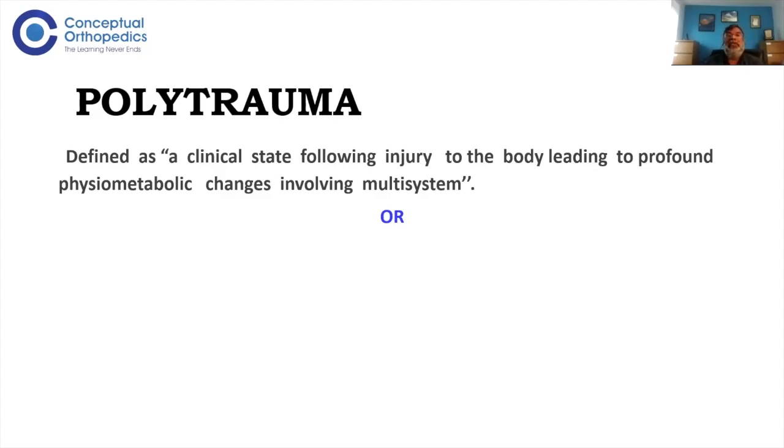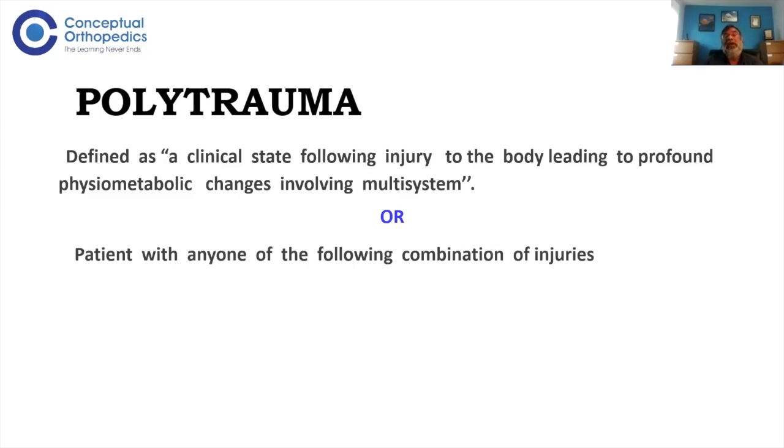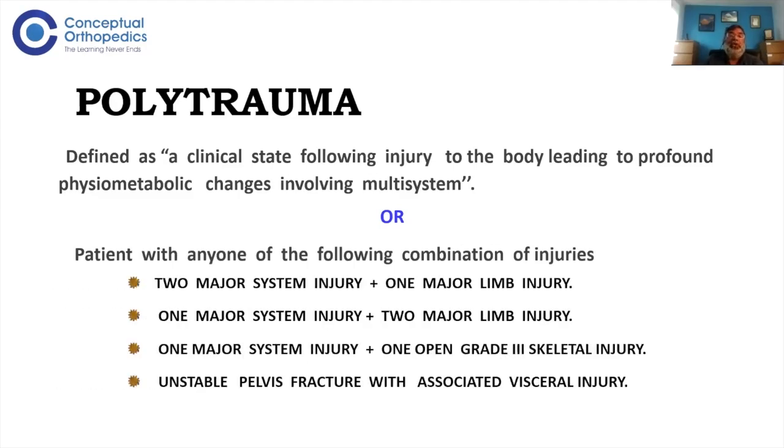Philosophically, we know it is a clinical state following injury to the body leading to profound physiological changes involving multiple systems. It involves multiple regions of trauma and causes significant physiological and metabolic changes. That's the philosophy of it. But how do we define it objectively? We're not yet agreed. People have suggested two major systems plus one limb, or one major, two major. Should the injury severity score alone define polytrauma? Some say 15, some 16, some 17, some 18.